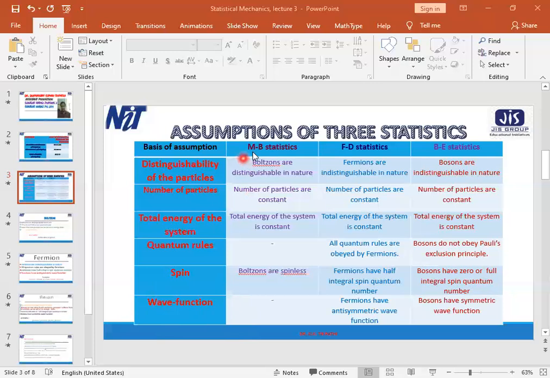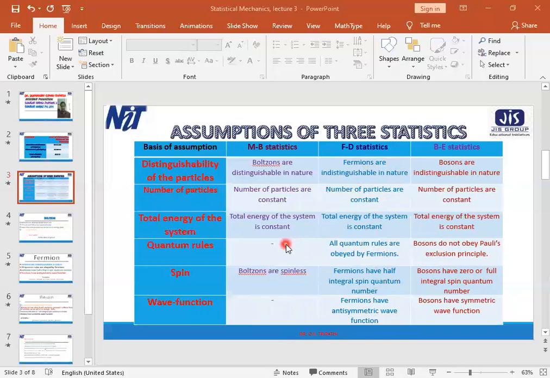So Maxwell-Boltzmann statistics is a classical statistics. That is why a wave function is not assigned to it. No wave function concept is there. Whereas for fermions, in the Fermi-Dirac statistics, it was assumed that fermions have an anti-symmetric wave function. Probably TKM sir has taught you symmetric and anti-symmetric wave functions.